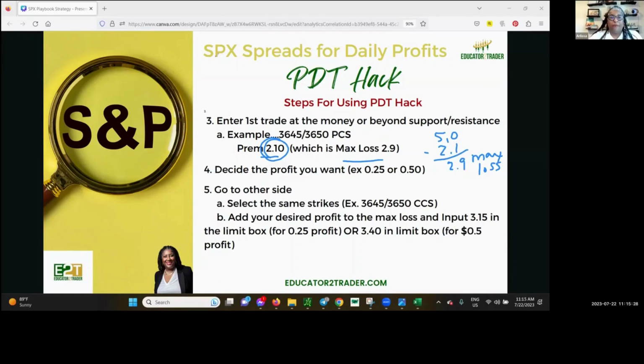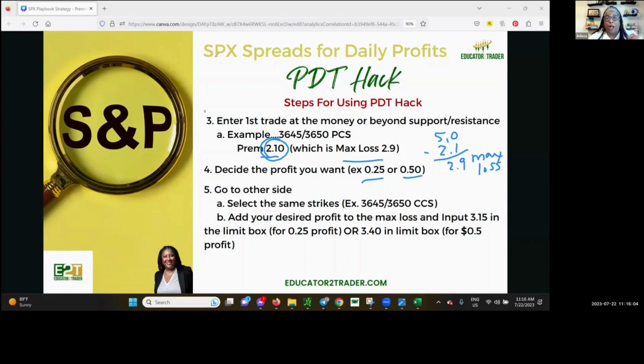You want to decide what profit you want. If you want $25 or $50 in profit, this is where I'm going to encourage you once again to not get greedy, because price has to move enough for the premium to move $50 worth or $25 worth. It has to move enough for you to get those premiums, which is why if you're at the money, you're getting a higher delta, so the price is growing or losing faster, which is why sometimes the PDT hack picks up faster if your first trade is at the money.